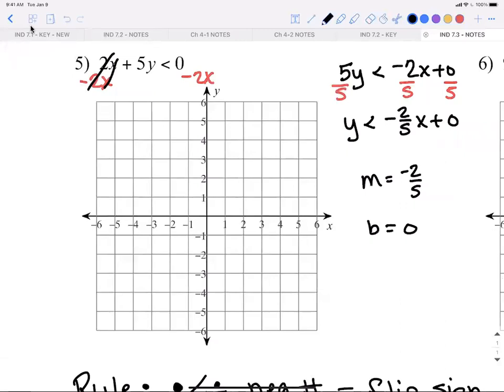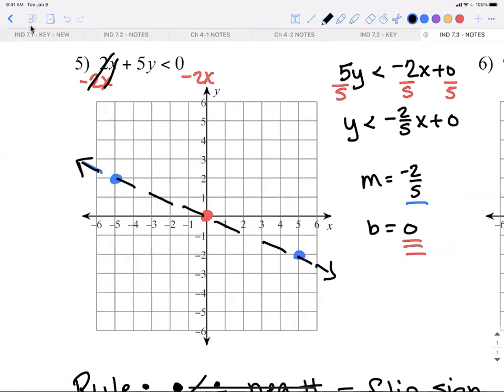So I can start by graphing my b, or my beginning point, at 0. And then I use my m to move either down 2 and to the right 5, or up 2 and backwards 5. And now am I going to do dashed or solid? Okay, I'm going to do a dashed line. Let me do that in black. All right, so I've got my dashed line, arrows on both ends.